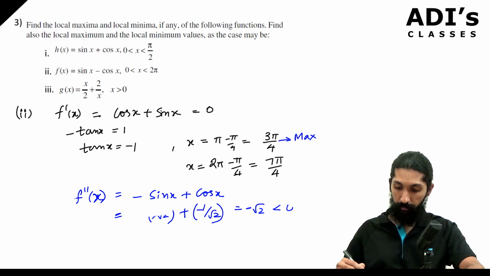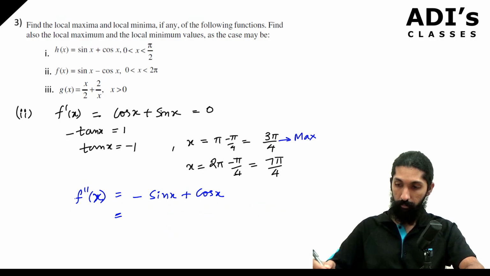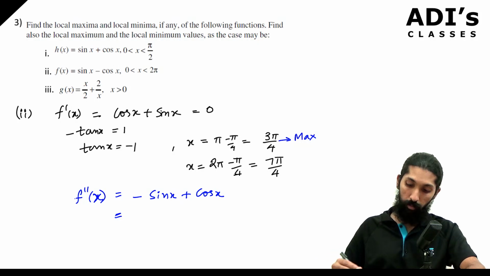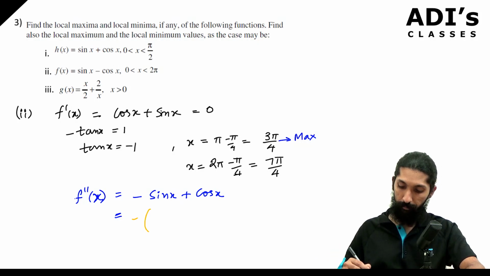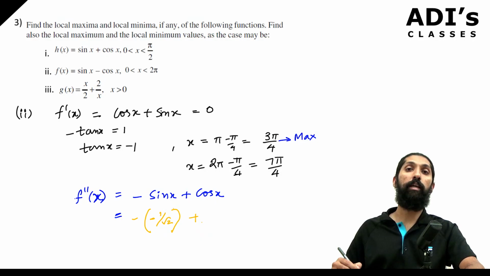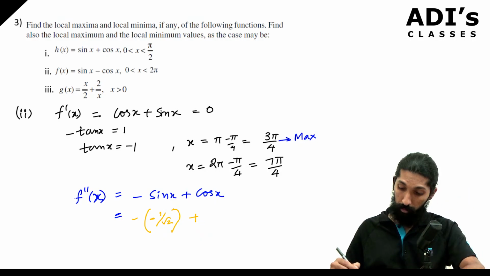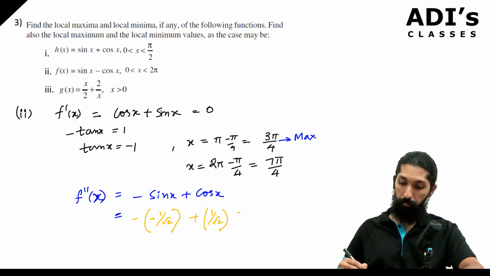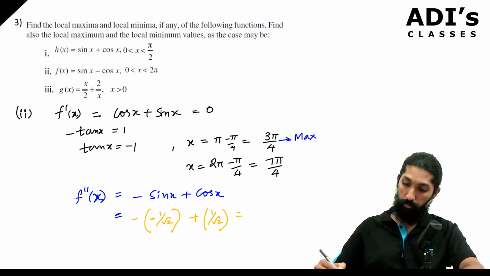So what we have now is minus of sine of 7π/4, which is minus 1 by root 2, minus 1 by root 2, plus cos, which is positive in the fourth quadrant, right? So this is going to be just 1 by root 2. So you are going to get plus 1 by root 2 plus 1 by root 2, which is plus root 2, greater than 0. So this is going to be a minimum.